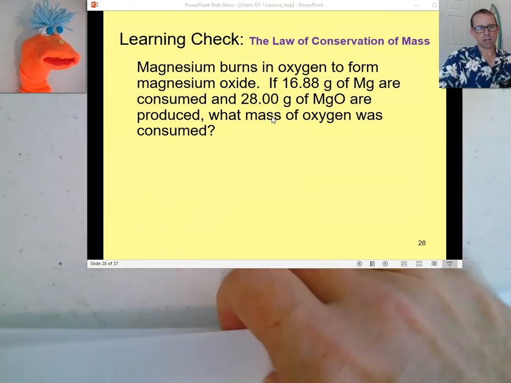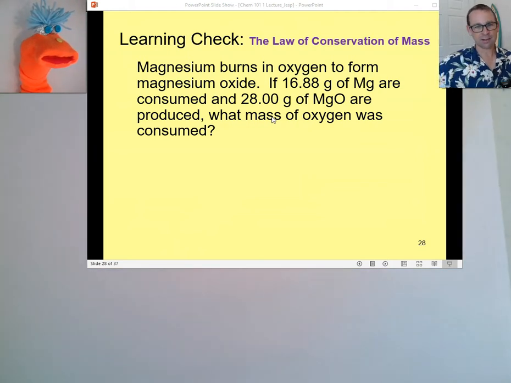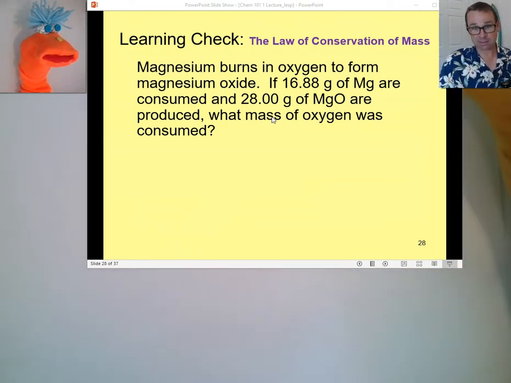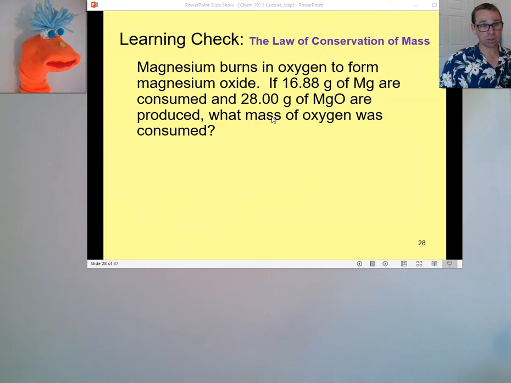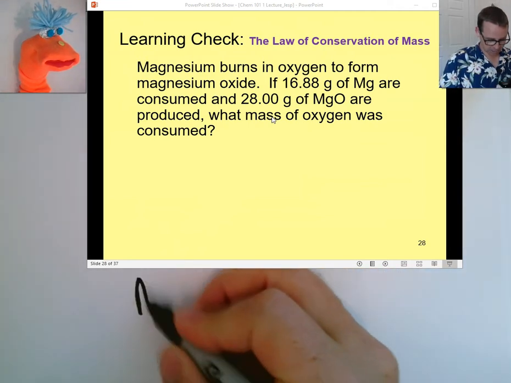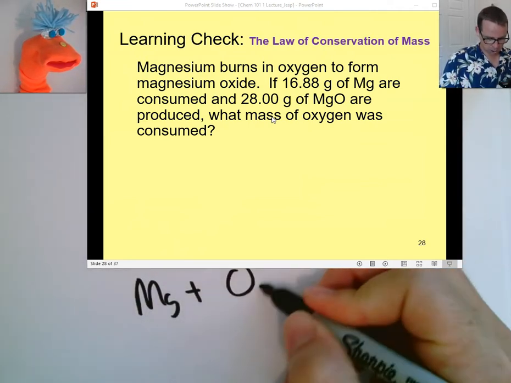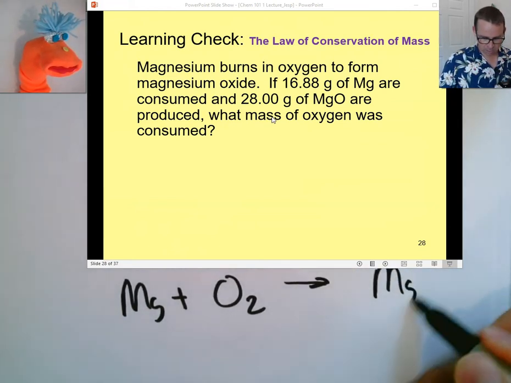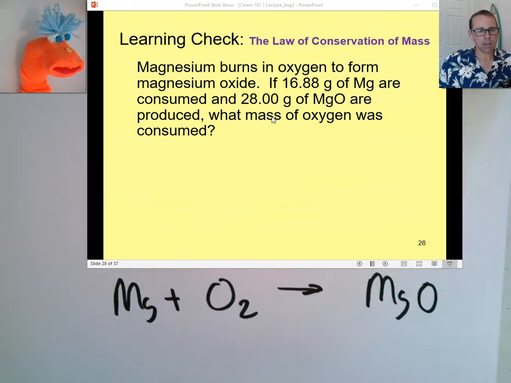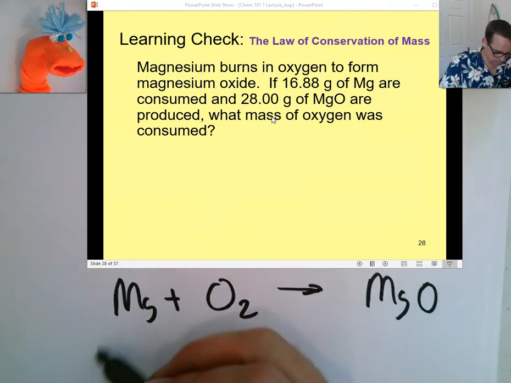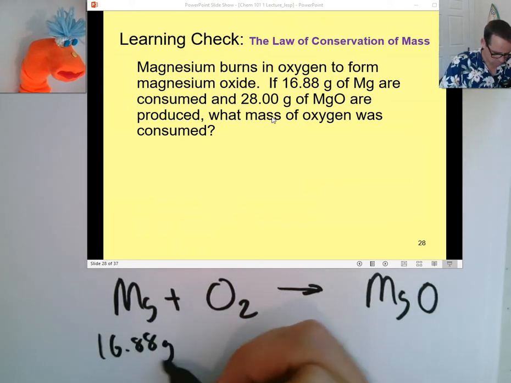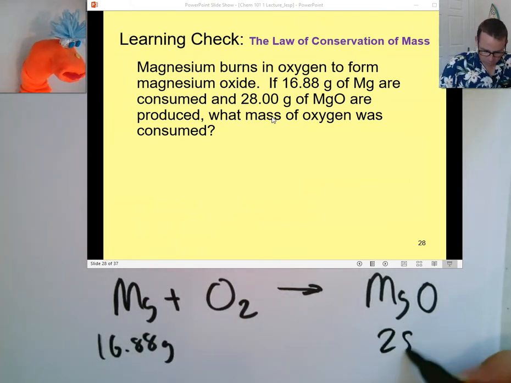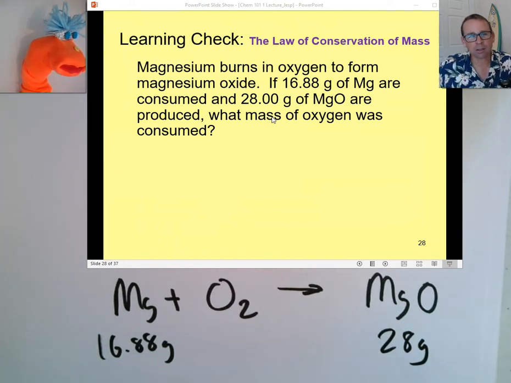All right, and we can answer that. We can know that this is basically a chemical reaction that's occurring. We're combining magnesium with our oxygen gas, and we're creating our magnesium oxide, okay? And when we do that, we said that we consumed 16.88 grams of magnesium, and we made 28 grams of our magnesium oxide, all right?